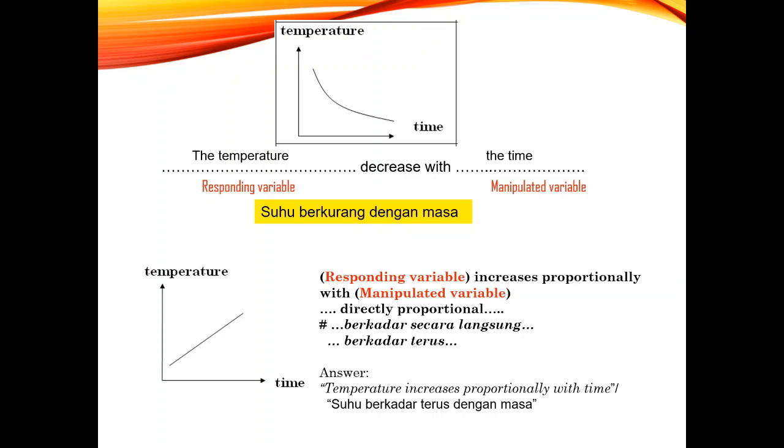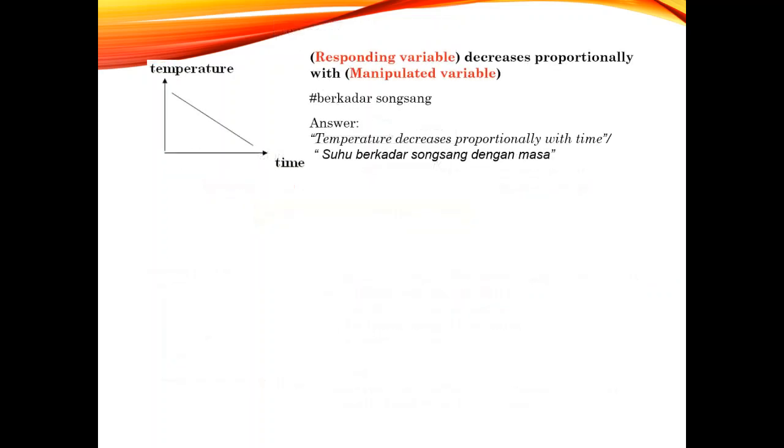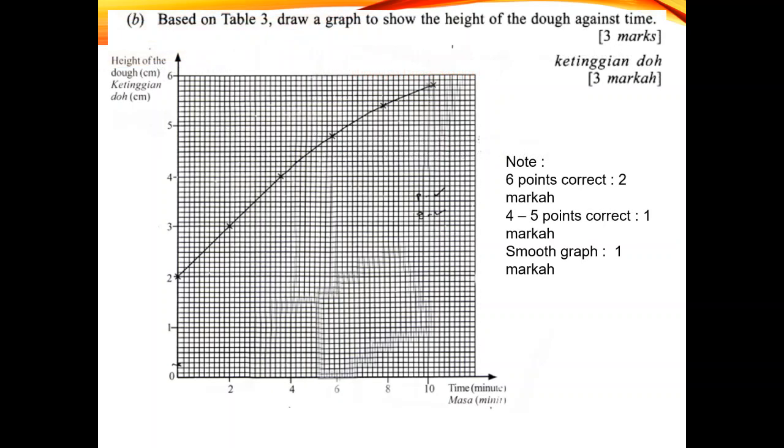Okay, if the graph goes downward, you write the temperature decreases with time. And then if the graph is like this, okay, we can write directly proportional. You can write the temperature increases proportionally with the time. Or you write the temperature decreases proportionally with the time. So we look at this example. So if the question gives you a graph like this and then they ask you to plot, so this is not a straight line graph, so you need to use freehand drawing only.